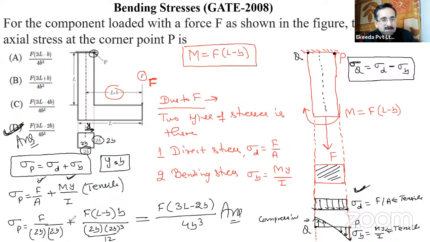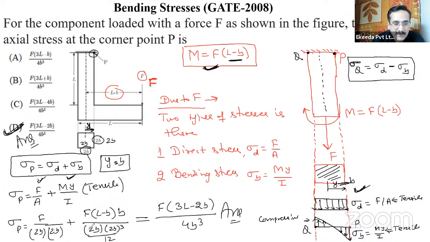So force upon area, where the area is 2b by 2b, and bending moment. And what is the bending moment? By this equation, it is force multiplied by the distance. Distance is L minus b, the distance from the axis at which this force is applied. F into L minus b is the bending moment. Y is the distance of the outer fiber of the material. So the outer fiber of the material is at a distance of b. This is our y, and that is equal to b. So this is b by bd cube by 12.